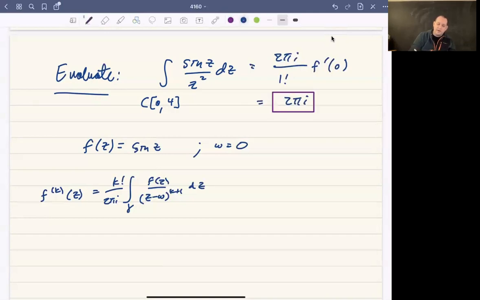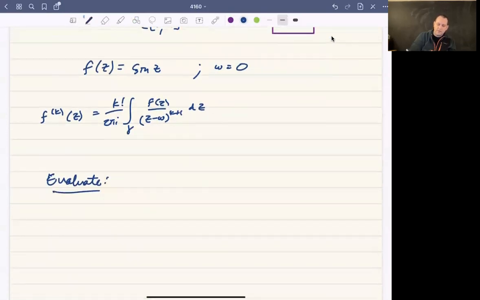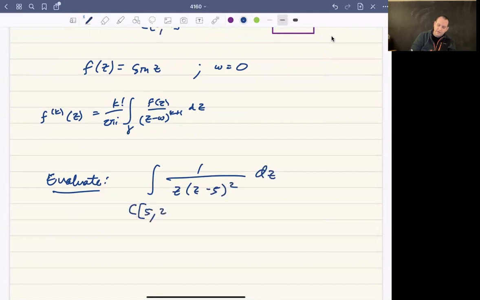Okay. Next, let's evaluate the integral of 1 over z times z minus 5 squared dz, where we're going to integrate over a circle centered at 5 of radius 2. Notice that this 1 over z is actually holomorphic in that region, because 1 over z is holomorphic everywhere except at the origin, and the origin is not inside the circle, so everything's fine.